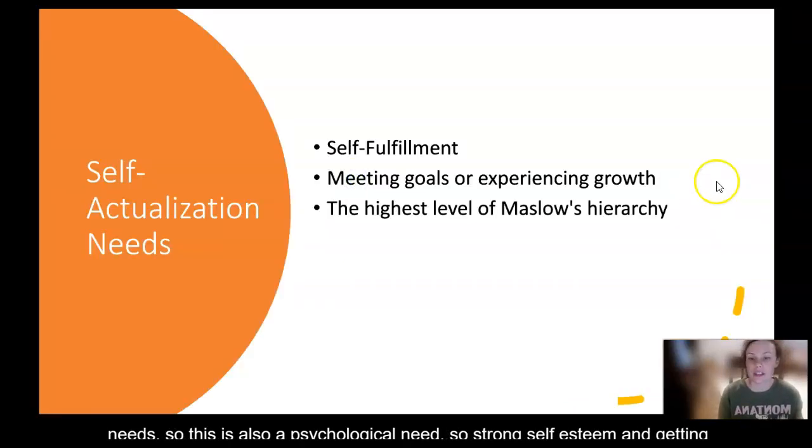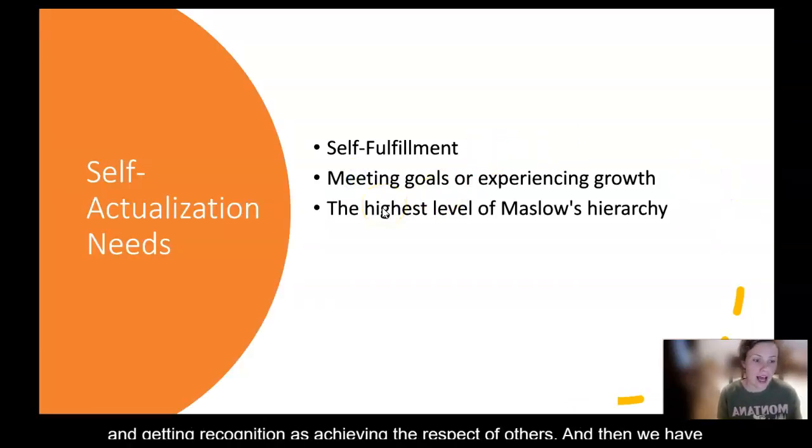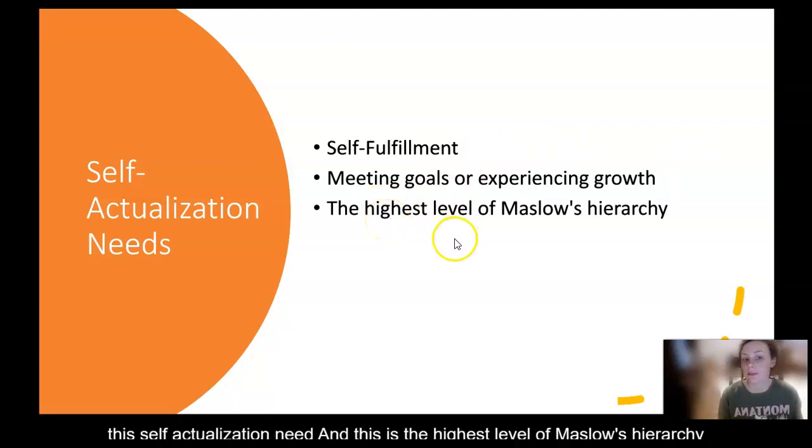And then we have the self-actualization need, and this is the highest level of Maslow's hierarchy. This is when one is meeting goals or experiencing growth and self-fulfillment.